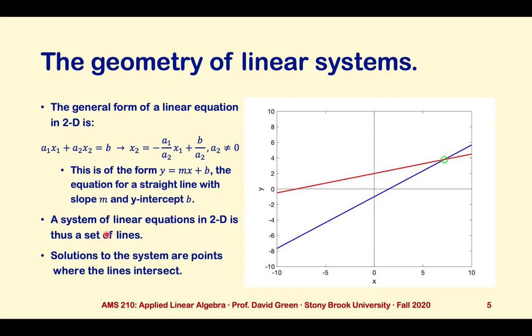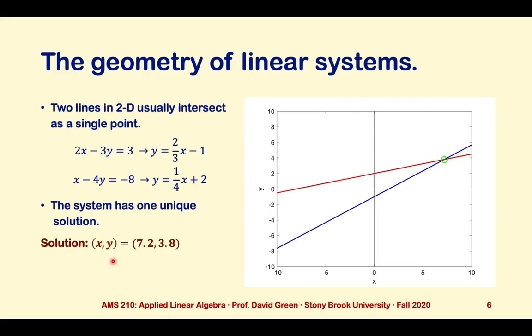A system of equations is then a set of lines. Solutions to the system are values of the variables that satisfy both equations at the same time. These are points where the lines intersect. When we have 2 lines, the most common situation in 2D is that these lines intersect at a single point.